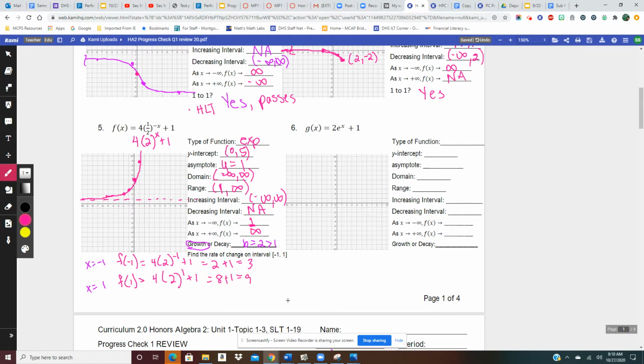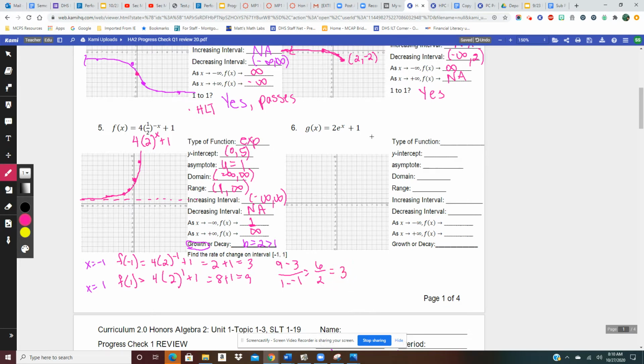All right, so you're not done. You've got to get these y values for these x values. So you're going to do y2 minus y1. So that is 9 minus 3 over 1 minus -1. So 1 minus a -1. So that is 6 over 2, which equals a rate of change of 3.